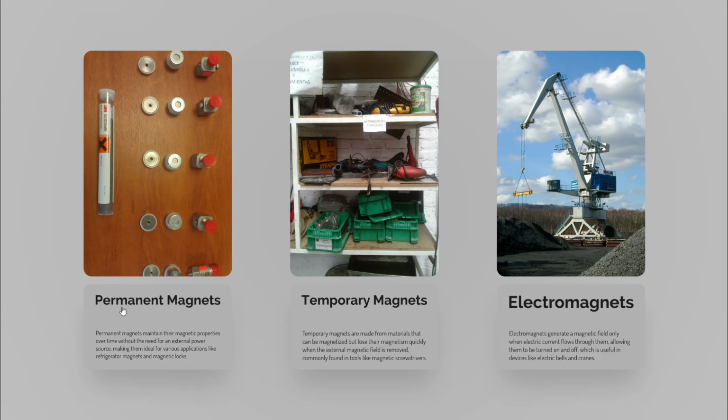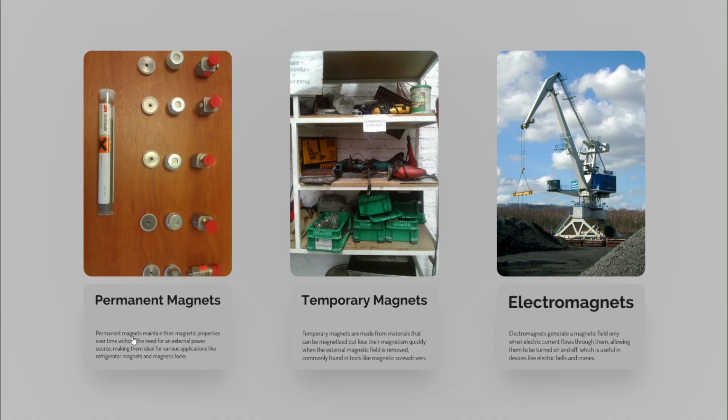Okay, permanent magnet. Permanent magnets maintain their magnetic properties over time without the need for an external power source, making them ideal for various applications like refrigerator magnets and magnetic locks. So, there are permanent magnets and also temporary magnets. Temporary magnets are made from materials that can be magnetized but lose their magnetism quickly when an external field is removed, commonly found in tools like magnetic screwdrivers.